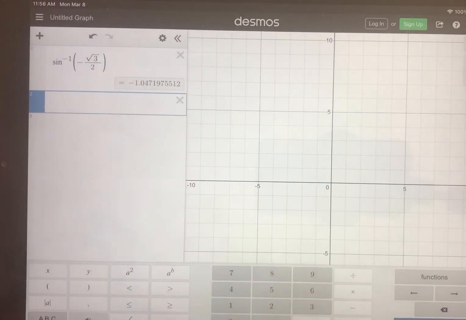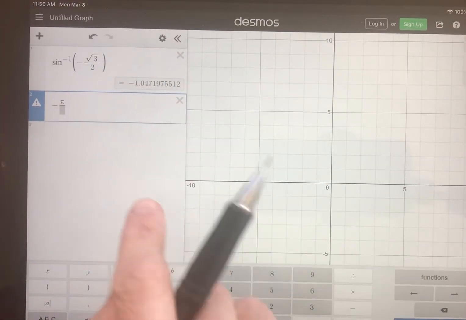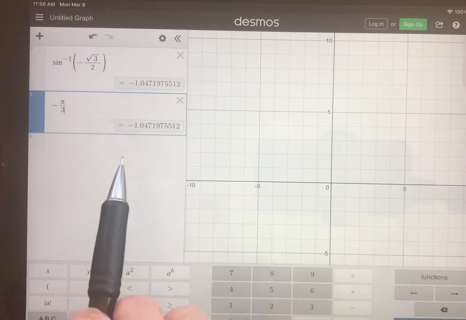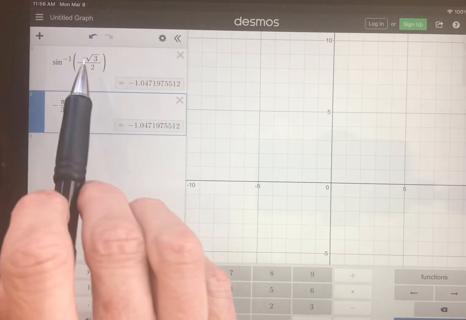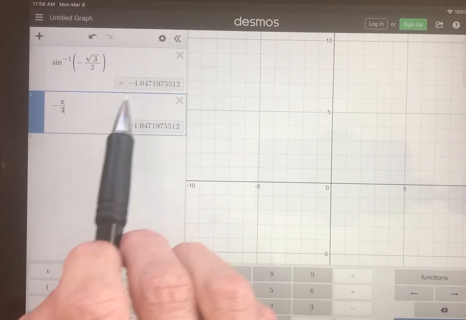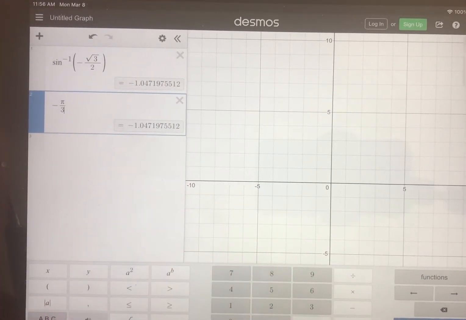Is that the same as negative pi over 3? So negative, again, I'll make a fraction. The pi key down next to the square root over 3. Let me tap there correctly. And sure enough, I got the same thing. Obviously, Desmos did not give me the exact answer of negative pi over 3, so I had to check that approximation, and we have the same approximation here. So we know that we're correct.